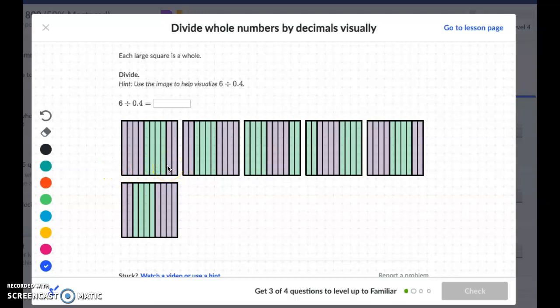So how many groups of 4/10 do we have? Well, we have 1 here, 2, this one and this one together is 3, 4, 5, 6, 7, this one and this one together is 8, 9, 10, 11, 12, this one and this one is 13, 14, 15.